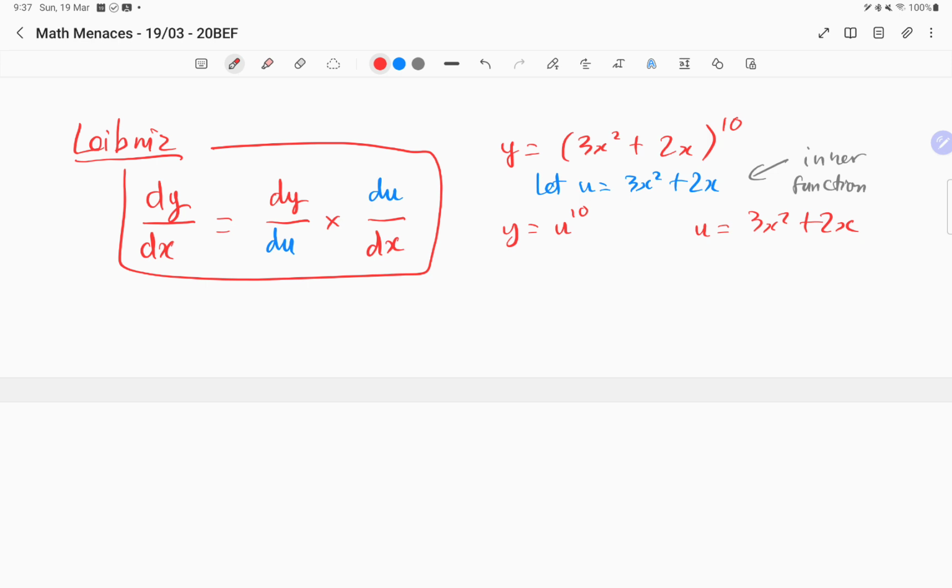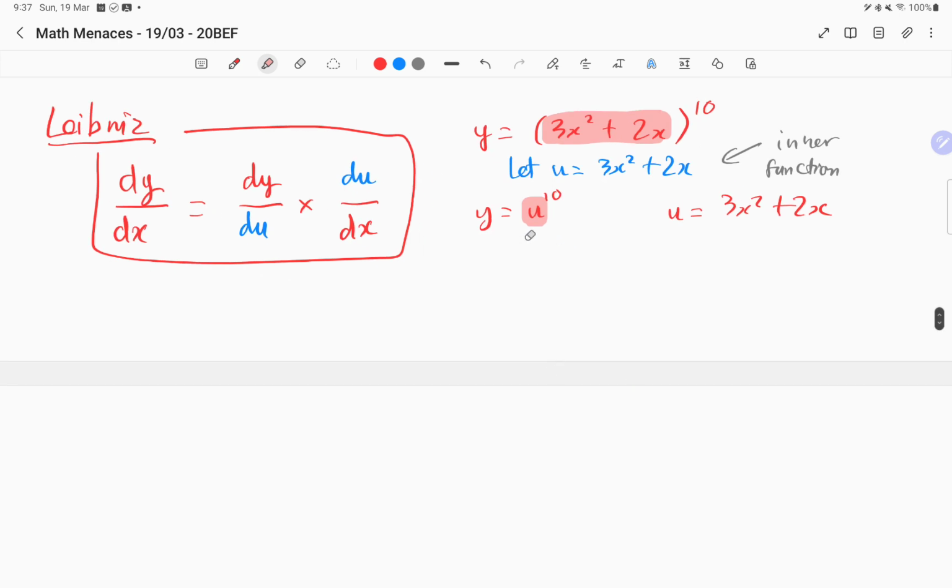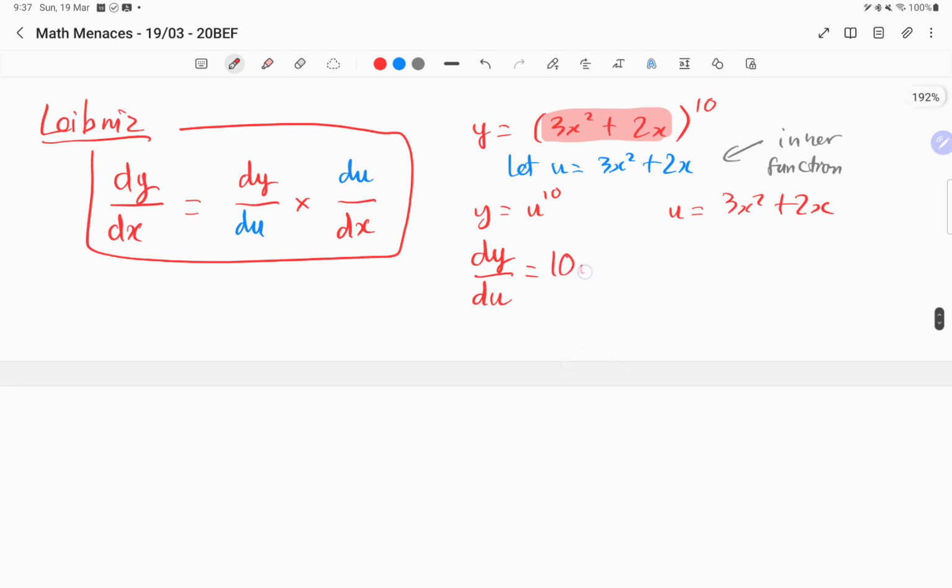Any question? How do you get the u to the power 10? Because u is that whole thing. Oh, yeah. So that whole thing is u. And now, remember we learned deriving with respect to something? So what's dy over du then? You just derive this thing, right? 10u to the power 9? Yes, 10u to the power 9, that's right.